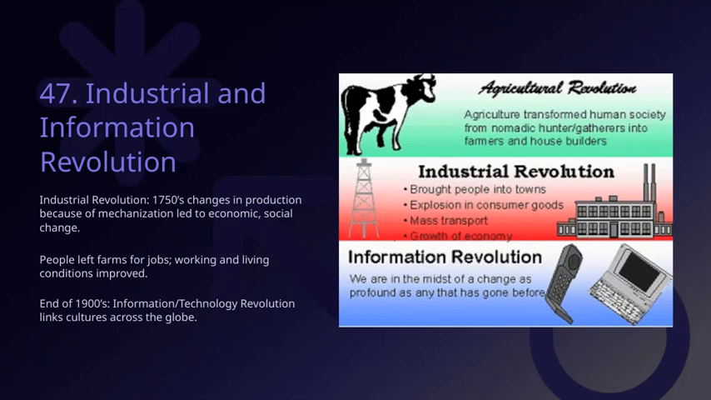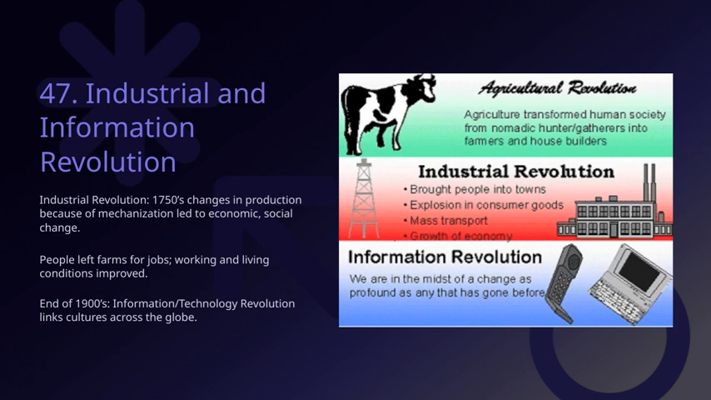At the end of the 1900s, we saw the information and technology revolution really transforming the way cultures around the world connect and communicate. This era made it possible for people to stay linked across great distances, breaking down barriers that previously kept societies apart. During this time, many people left their farms in search of new job opportunities in cities and industries, which led to significant improvements in working and living conditions for many.